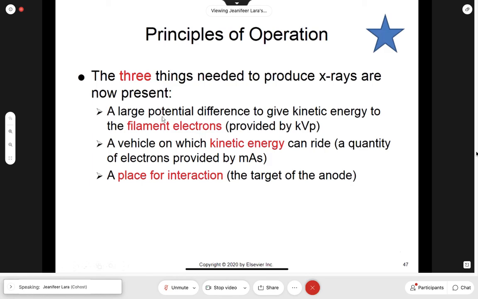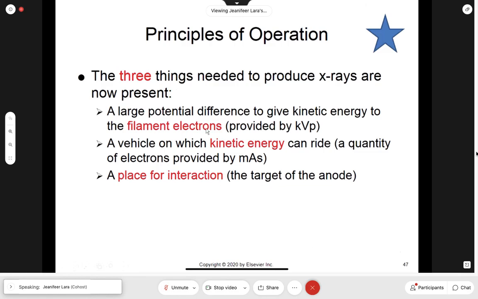We're going to talk about the words potential difference. There is a scientific version in your book. I'm going to give you the short summary version of what potential difference is. We also need a vehicle on which kinetic energy can ride, so we need a vehicle that's going to allow these electrons to flow. And then we need a place for interaction, which is going to be our target.